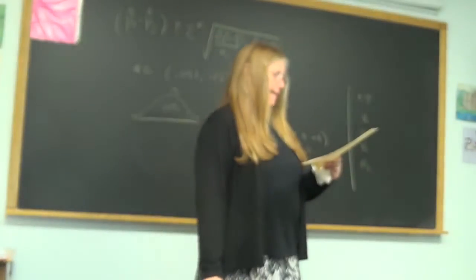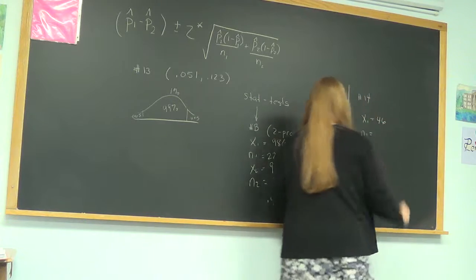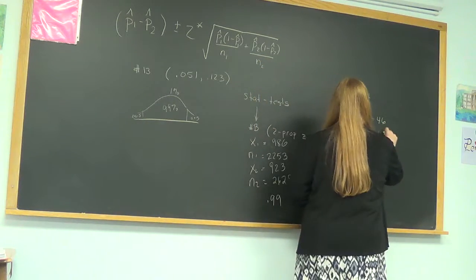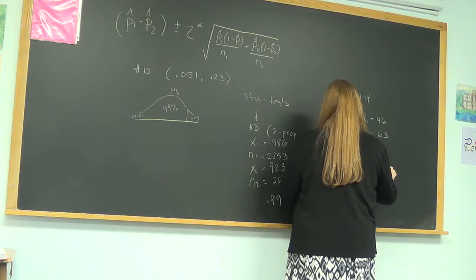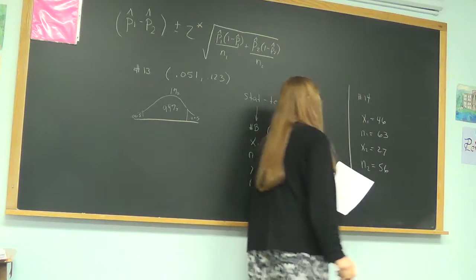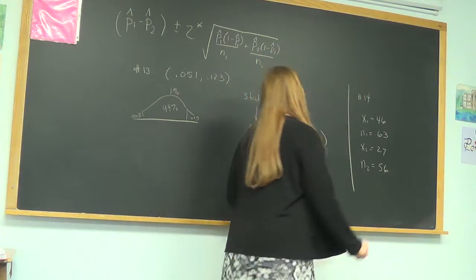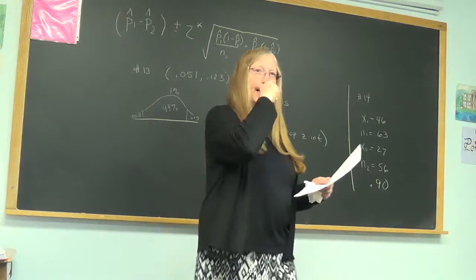So men, 46. With the number of people, N1, 63. Oh, wait, yes. X2 is 27. And N2? Women said they were 56. Alright, so number 14, and what percentage are we confident? 90. 90 percent. Boom. Alright, check what you got.